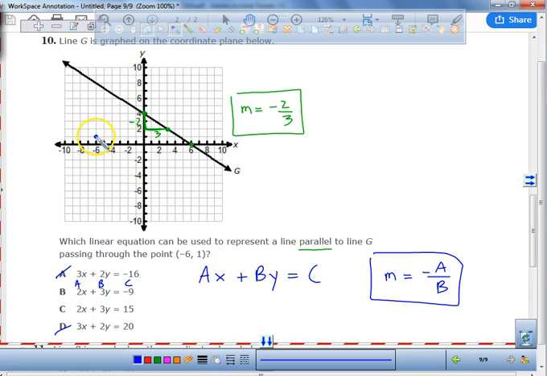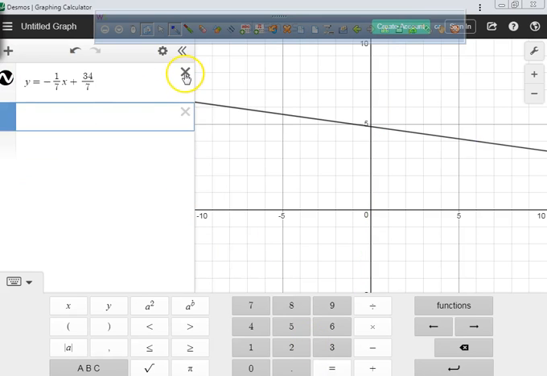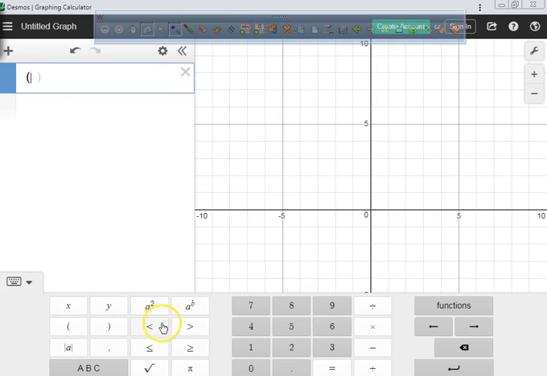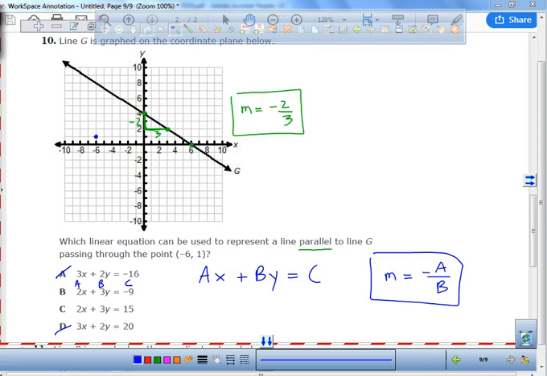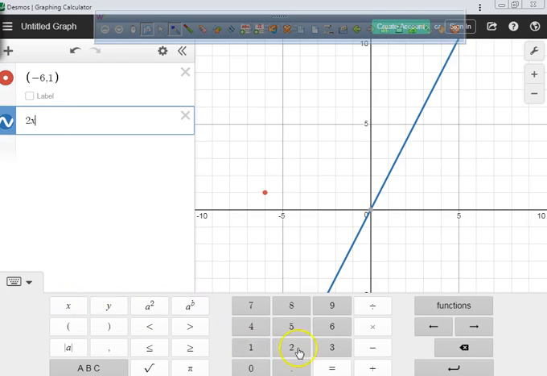Now, what do they have to pass through? Negative 6 and 1. So go to decimals. Right here, we're going to clear this out. We're going to open up the parentheses. We're going to do negative 6, comma 1. Now, type in 2x plus 3y equals negative 9. Was it negative 9?